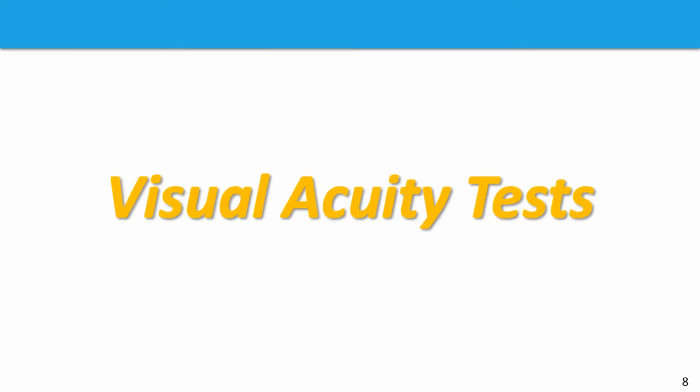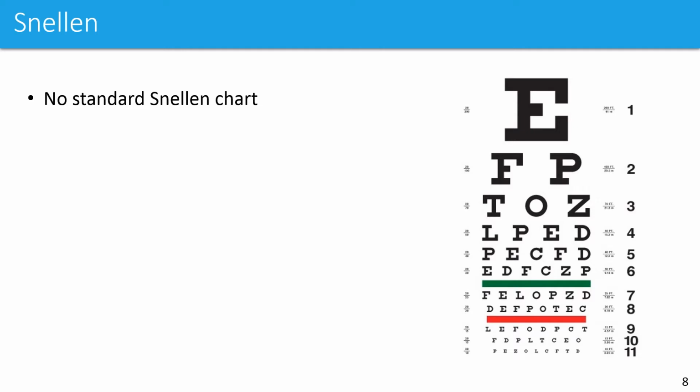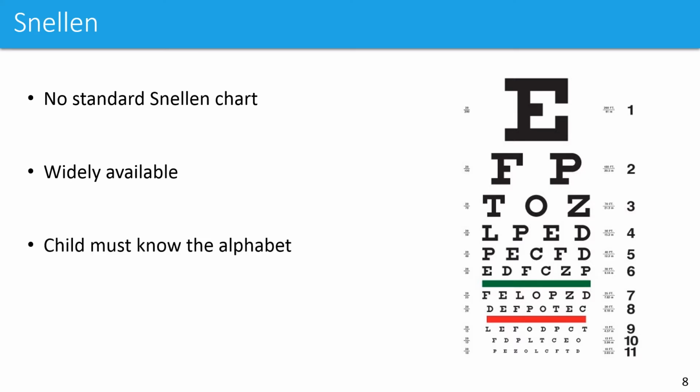There are several different types of visual acuity tests available. We will go over the more common types of visual acuity tests that you may encounter. The first test we will discuss is the Snellen chart. There is no standard Snellen chart, as the letter size sequences, number of letters, and variety of letters vary between manufacturers. The advantage of Snellen charts is that they are widely available. To test visual acuity using a Snellen chart, the child must be competent with the alphabet, so it is best for older children.